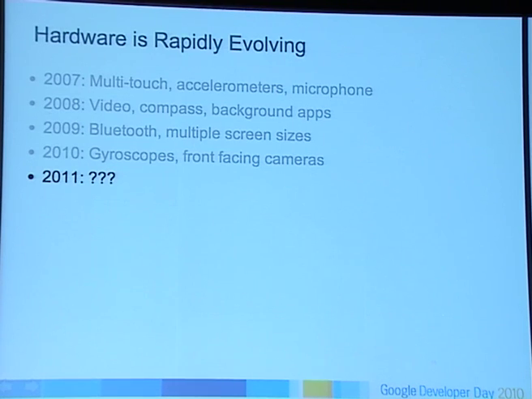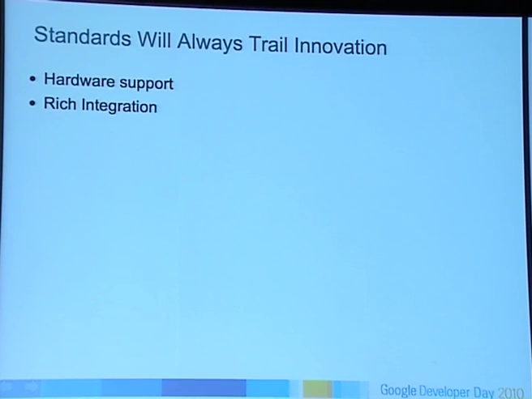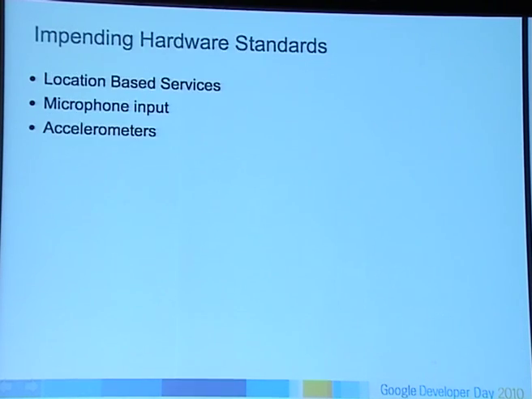The thing about anything which is web-based is that it's standards-based. So you need a consensus. You need to have a series of things which people have acknowledged is going to be in a lot of hardware, and it's going to be implemented in much the same way. And so even with the impending hardware standards that we've seen, things like location-based services, microphone input, accelerometers, all of the really cool things which we saw at the keynote this morning, it's still always going to trail.